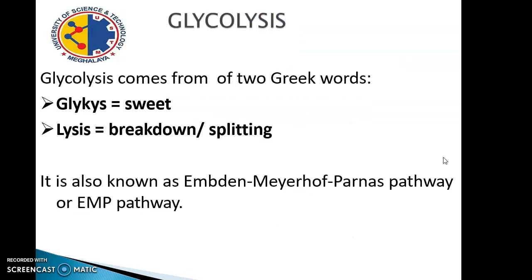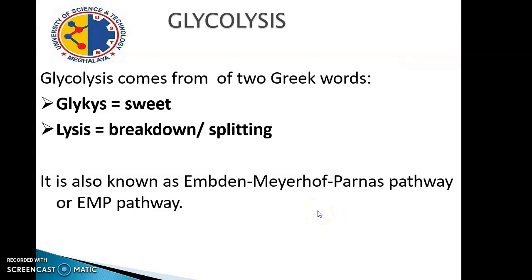Now, this glycolysis is derived from two words basically. It is glycos and lysis. Glycos means sweet, and lysis means breakdown or splitting. It is also called the Embden-Meyerhof-Parnas pathway, because this was basically discovered by these three scientists, Embden, Meyerhof, Parnas. So in short, it is also called the EMP pathway.